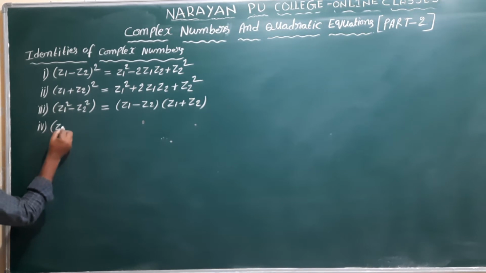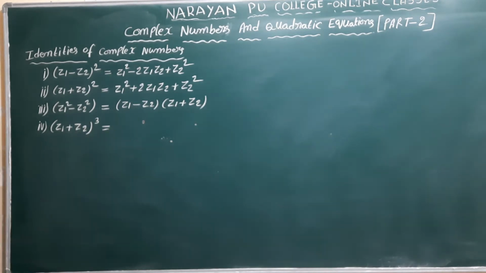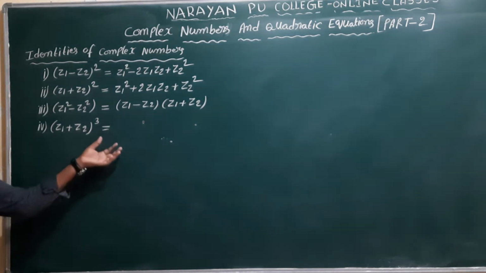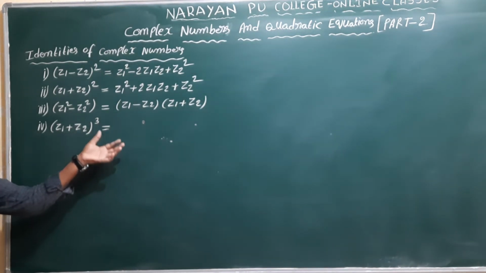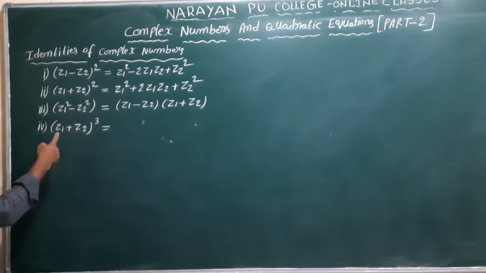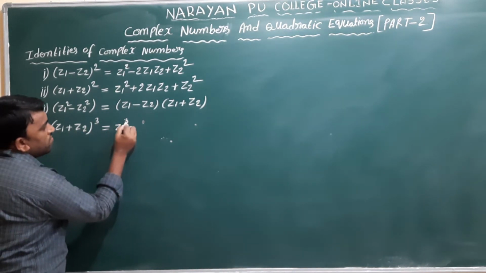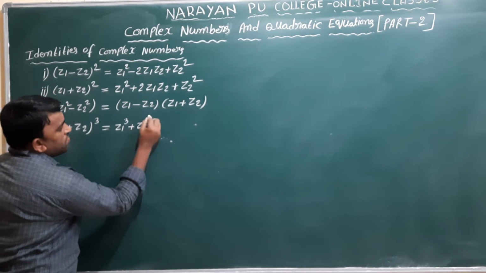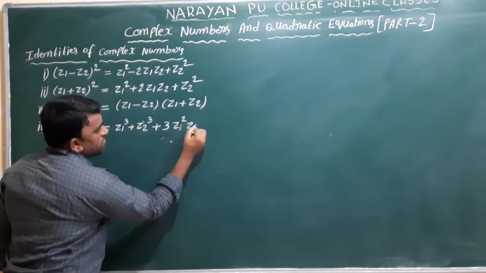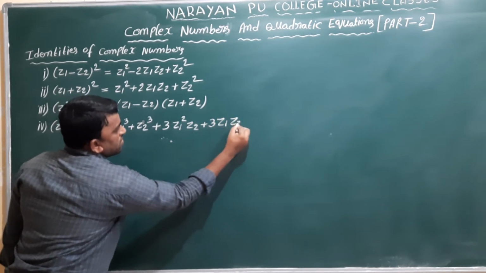Next, (z1 plus z2) whole cube, like (a plus b) whole cube form. (a plus b) whole cube or otherwise (x plus y) whole cube formula, x cube plus y cube plus 3x square y plus 3x y square. In the place of x y, here z1 and z2 is there. (z1 plus z2) whole cube formula, z1 cube plus z2 cube plus 3 z1 square into z2 plus 3 z1 into z2 square.